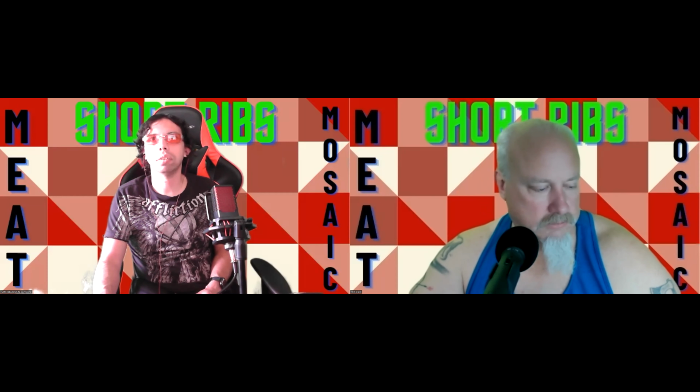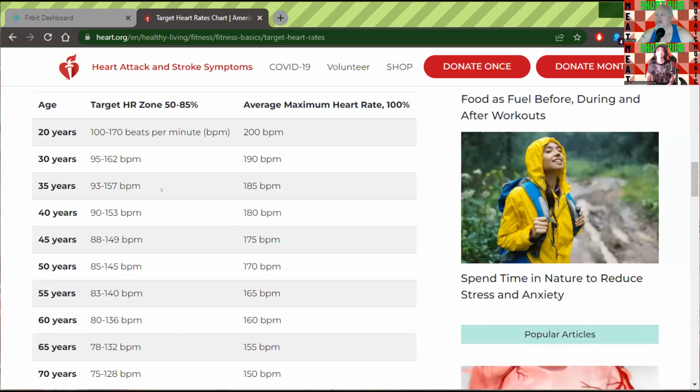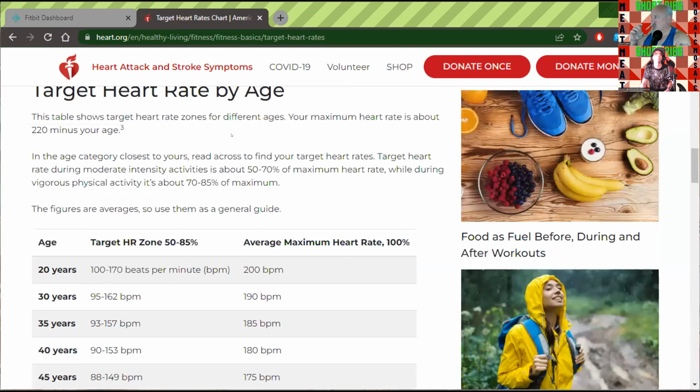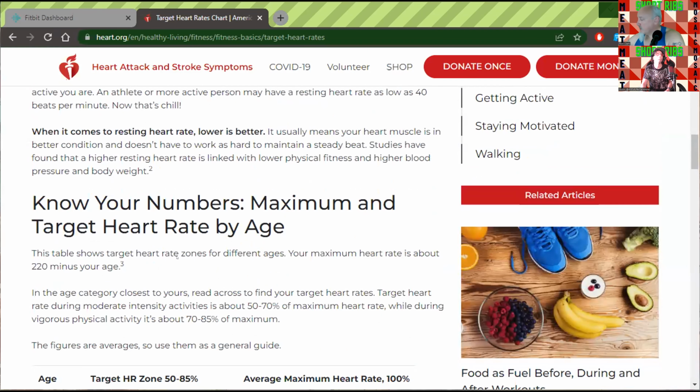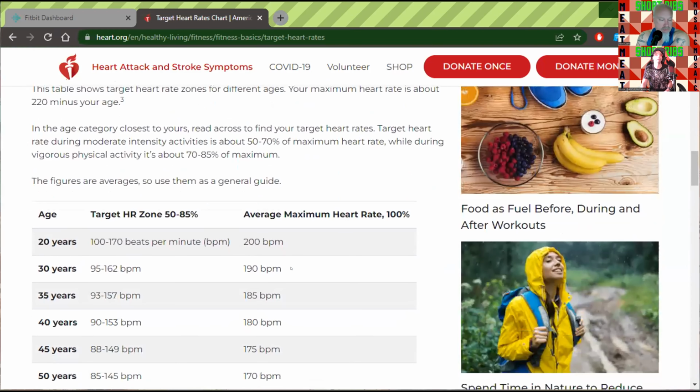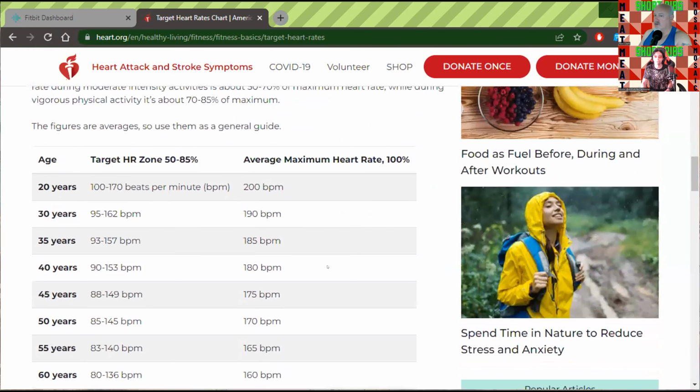Yeah, I found this. Just for those that don't have it, you can calculate it. Your target heart zone is between 50 and 85% of your max. To determine your max, I was reading it's 220 minus your age. So should we do that real quick, just as an example for the folks?